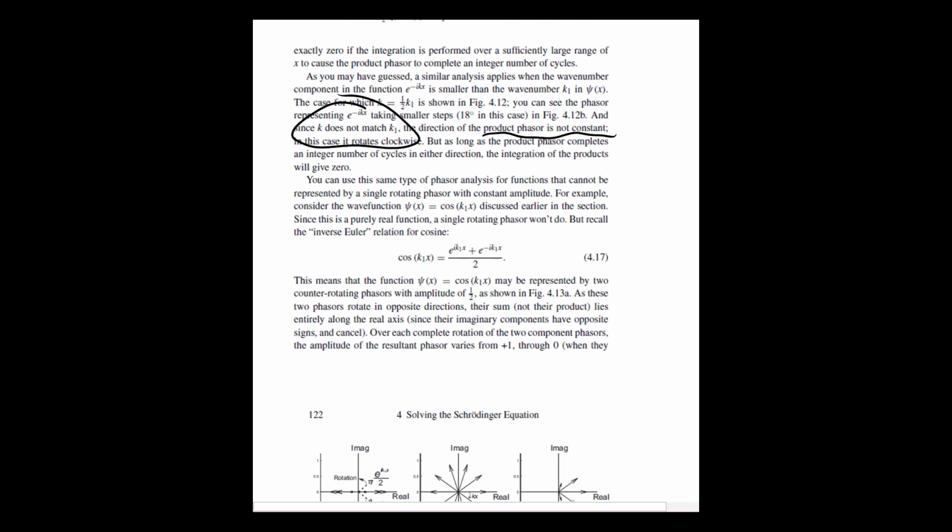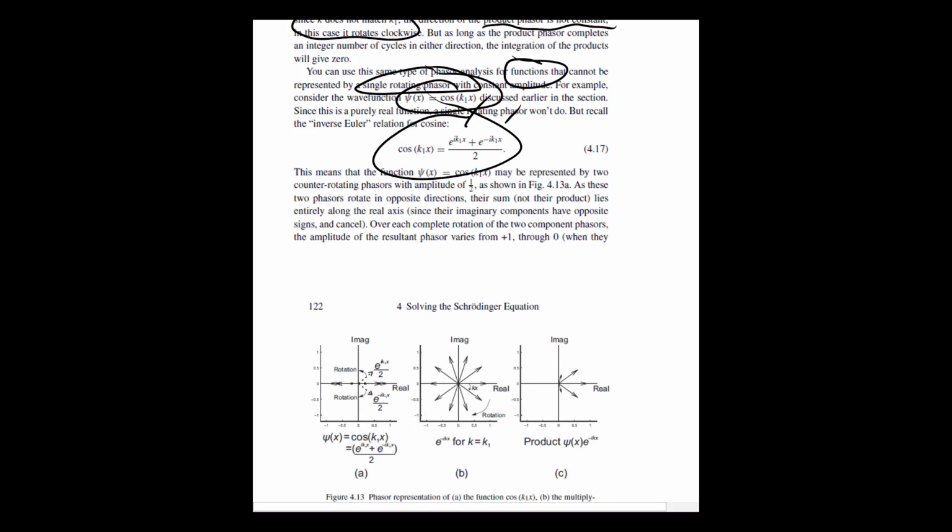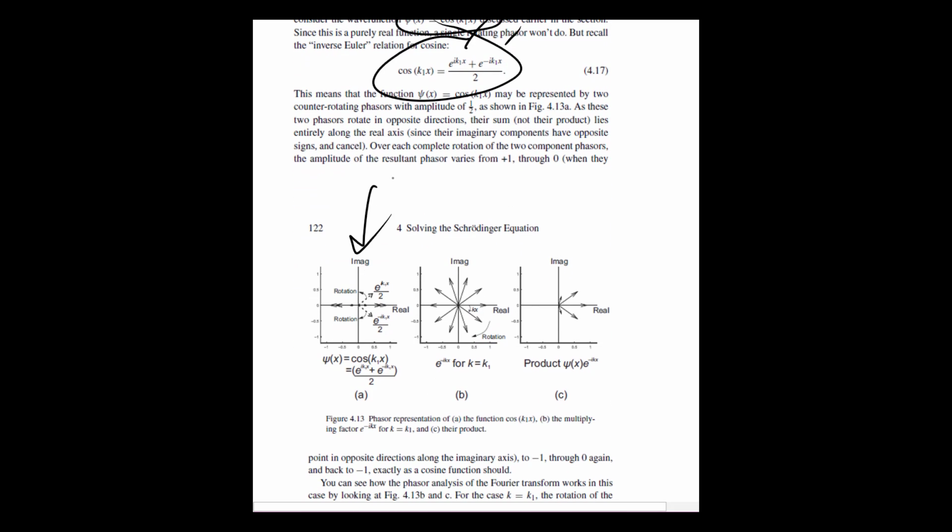What's nice about the phasor approach is you can also use phasors for functions that aren't represented by a single rotating phasor with constant amplitude. For example, our previous case of psi of x equals cosine of k1x. You can see how to represent that in phasor world using this inverse Euler relation, where cosine of k1x is e to the i k1x plus e to the minus i k1x, all divided by 2. So that means that the cosine function, which is represented here, is actually two phasors.